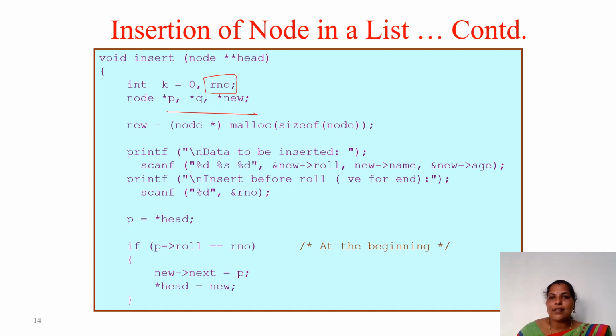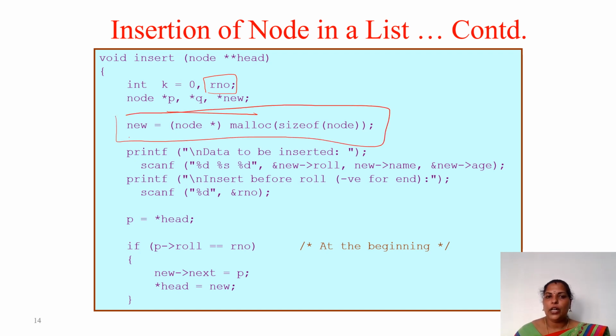So in order to insert a node, that is a new node, we have to allocate space for the new node. Because the existing linked list is fully occupied by all the available nodes, and if you want to insert any new node, we have to allocate some space. So new equal to node star malloc size of node. Already you know this. It is to create a new node dynamically, for that we have this line.